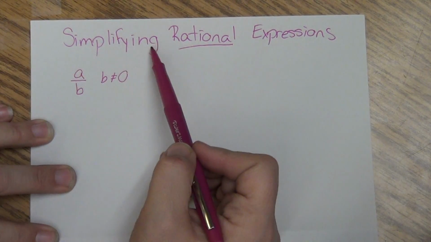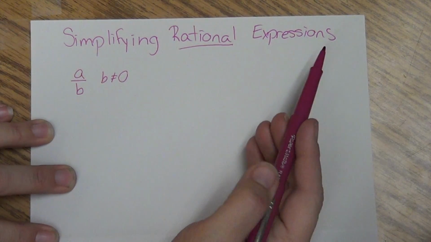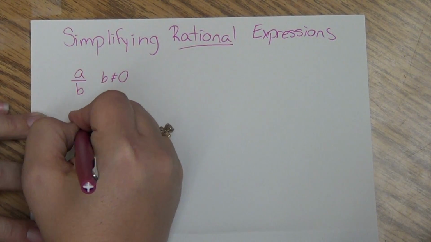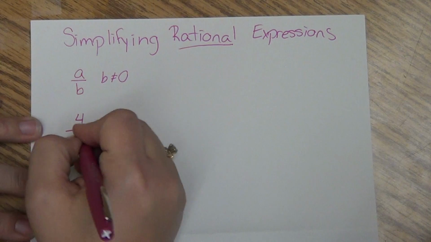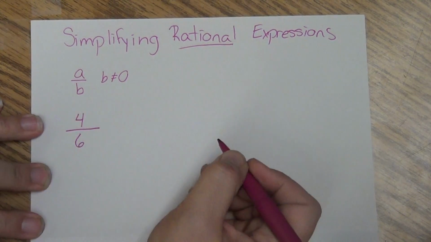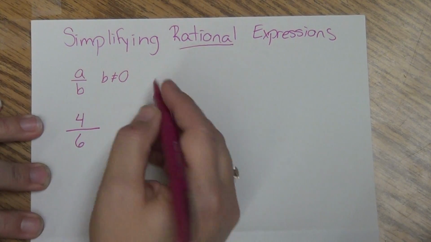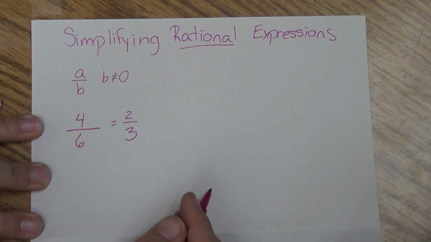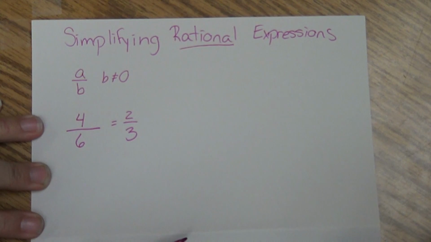So if we want to simplify rational expressions, basically we're just simplifying fractions, just like you did back in elementary school when you had to simplify 4 over 6. Both of those were divisible by 2, and you simplified that to be 2/3. We're going to use that same idea, but now there are going to be variables involved.